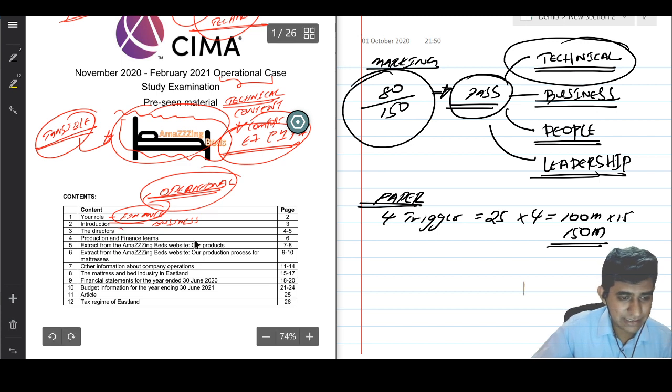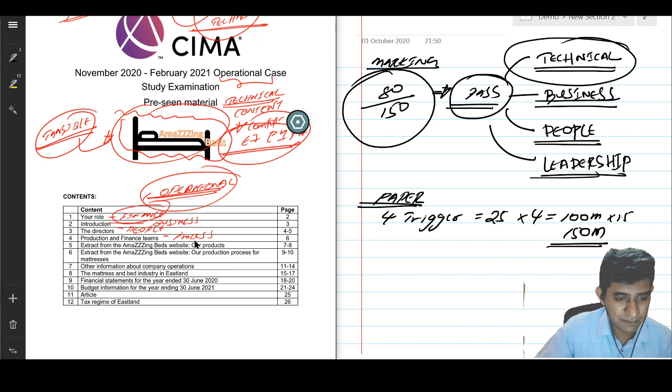So the directors are given, that is, the people or the stakeholders in the industry. The production and the finance team they have mentioned, that is generally the process and the labor management also. Extracts from Amazing Bed's website, because now they use the website since we are in the digital transformation era. So they will be giving you the business model, and what their mission and vision are.